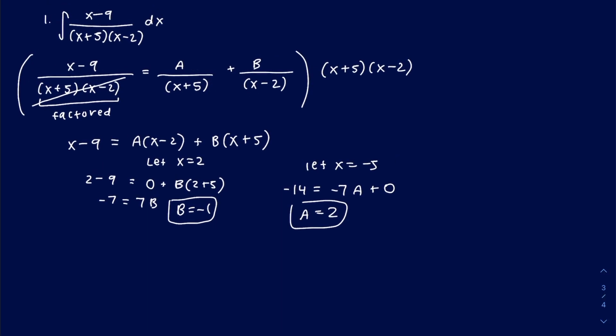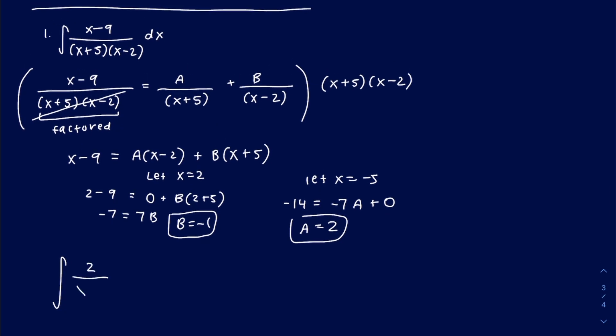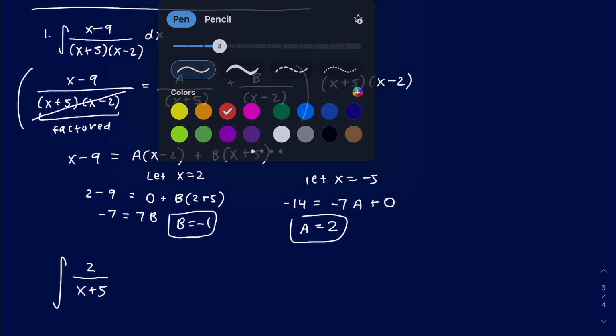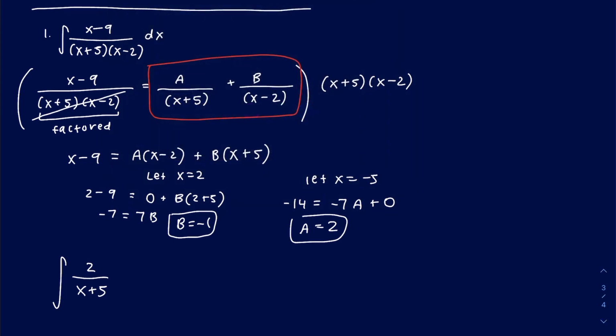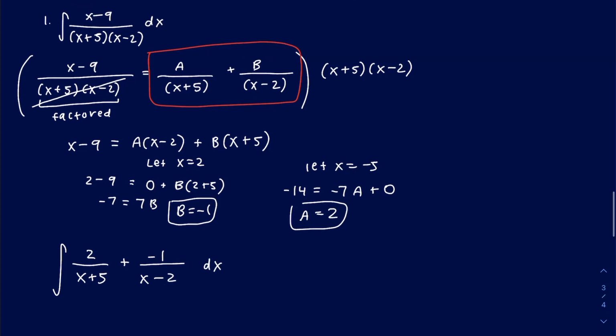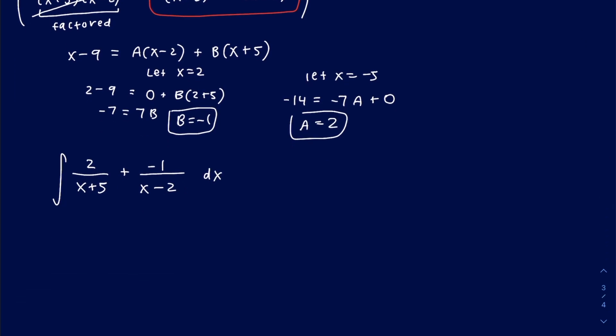The magic here is that now that you have A and B, you can rewrite your integral with the partial fractions. A is 2, so 2 over x + 5, plus negative 1, which is B, over x - 2, dx. Now this is something we can integrate using logarithm rules. So this equals 2 ln|x + 5| minus ln|x - 2| plus C.